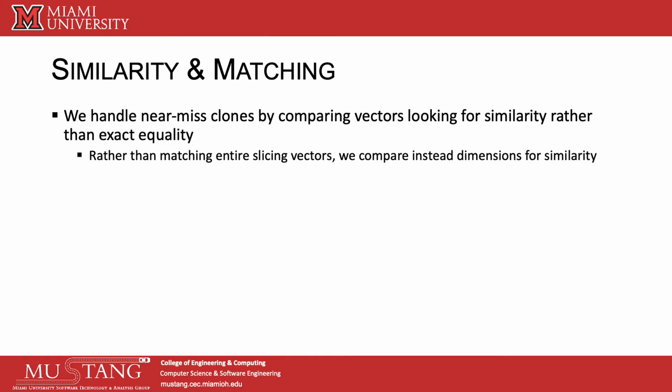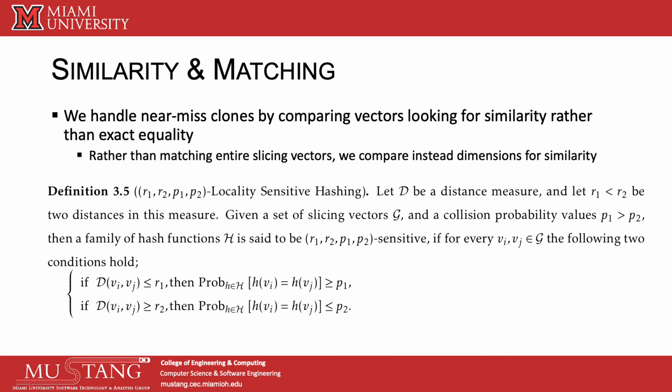Similarity and matching: we handle near-miss clones by comparing vectors, looking for similarity rather than exact equality. So instead of matching the entire slicing vector, we compare dimensions for similarity. We use locality sensitive hashing to minimize the number of comparisons. If you look at the last 2 lines in this definition, if the distance between the 2 vectors is less than R1, then the probability that those 2 vectors hash to the same bucket is greater than P1. If the distance between the 2 vectors is greater than R2, then the probability that those 2 vectors hash to the same bucket is less than P2.